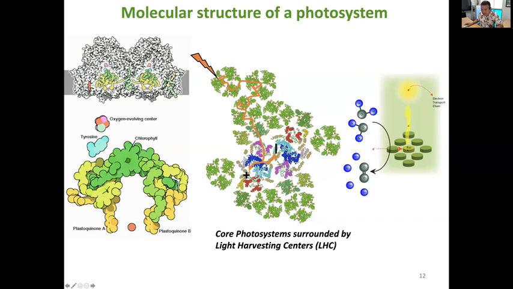Importantly, this P680 needs to have those electrons replenished, and those electrons come from the breaking of water. The breaking of water replenishes the P680 so that this process can continuously keep going, just as long as there's energy coming in from the sun to power it.